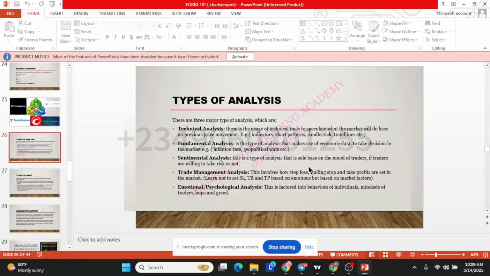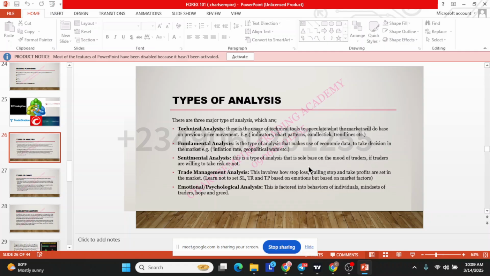And the next approach that we have in trading is fundamental analysis. Fundamental analysis is the kind of approach that makes use of economic data to take decisions in the market. Economic data means information that is likely to affect the state of the economy, which alternatively is going to affect the country's currency, because there are some outcomes that happen which usually affect the currency, the strength of a currency.